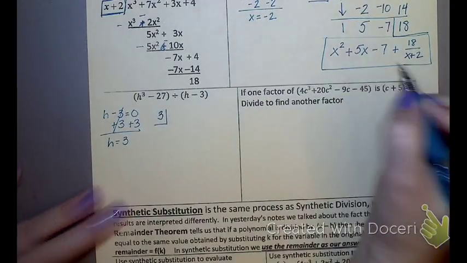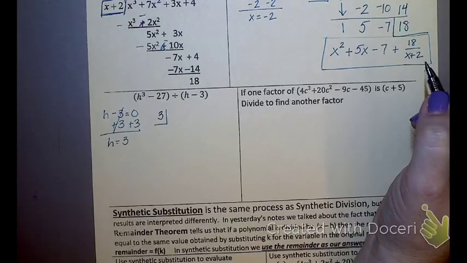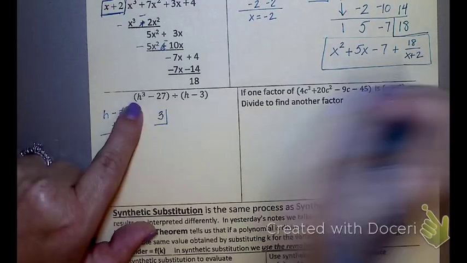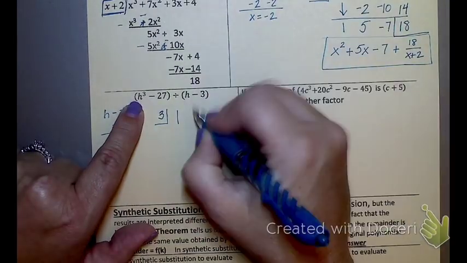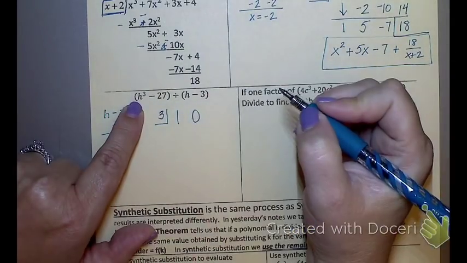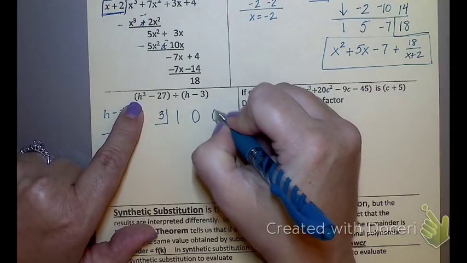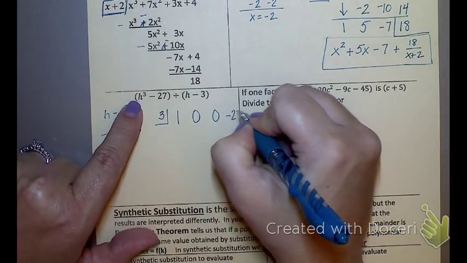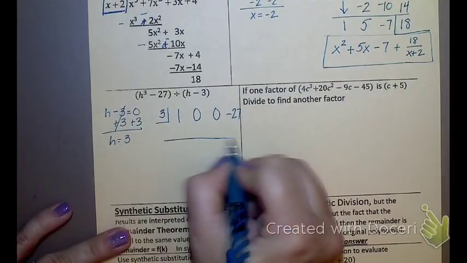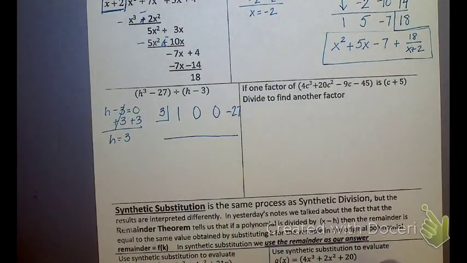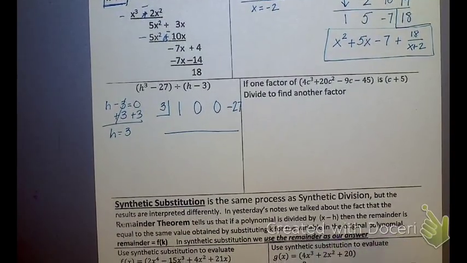Now, with synthetic division, you do still have to put placeholders. So, 1 is my first coefficient, but I need a 0 for the h squared, a 0 for the h, and then my negative 27. If you try and do it without those placeholders, you will get messed up, just like the long division process.